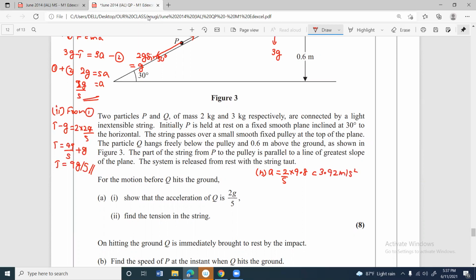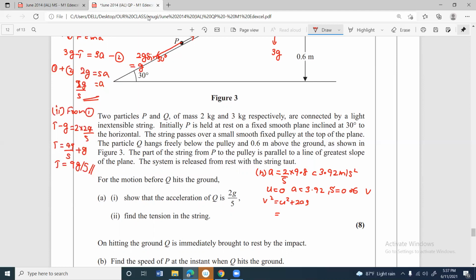Meters per square second. With this, we know that the initial speed is 0. We need to find the final speed. Acceleration is 3.92, and it traveled a distance of 0.6. We need to find the value for v, so we can apply v squared equals u squared plus 2as.